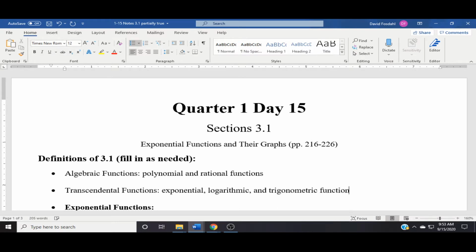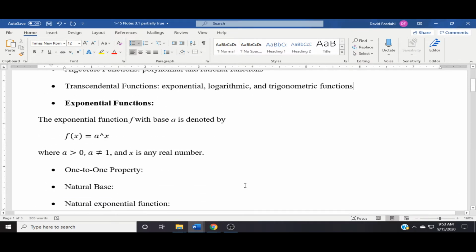Okay, functions. So we're going to look at exponential functions. Here's the definition. The exponential function f with base a is denoted by f of x equals a to the x, where a is greater than 0, so it can be a fraction, but it is positive. A cannot equal 1 because then it is not an exponential. One-to-one property means that for every single x, there's only one output, one unique output.